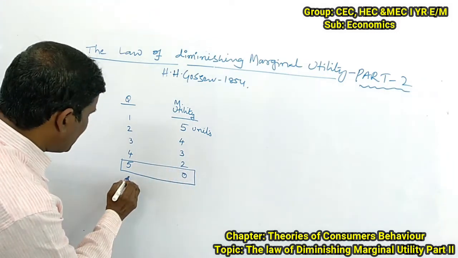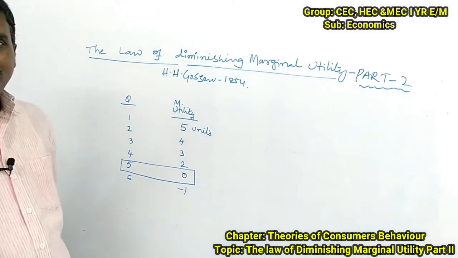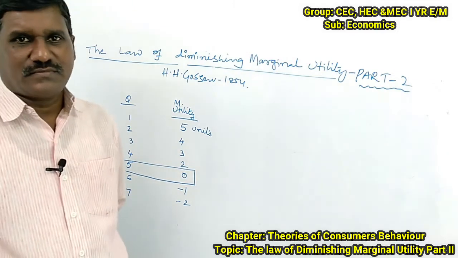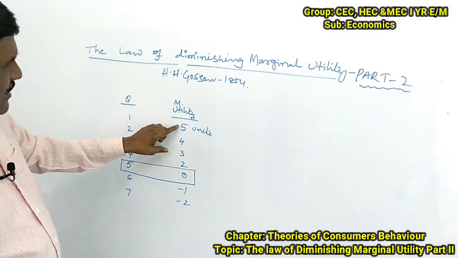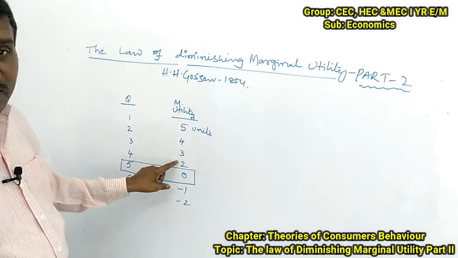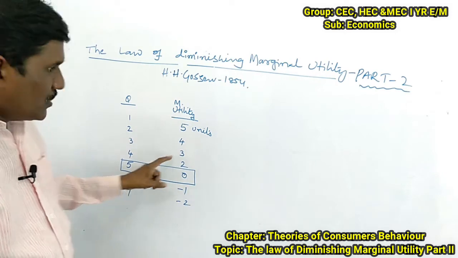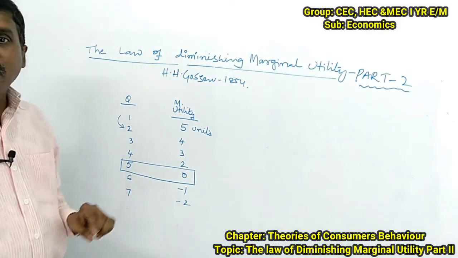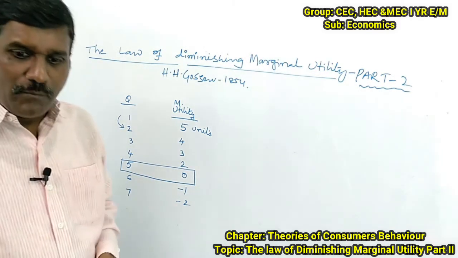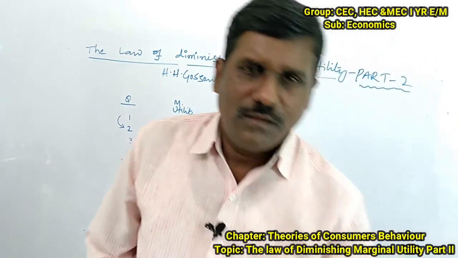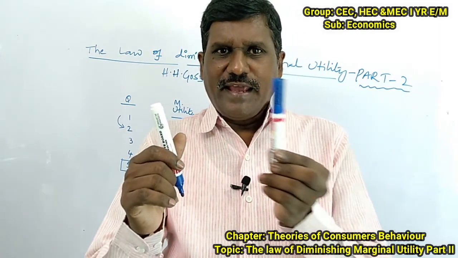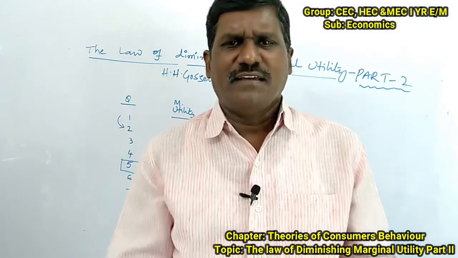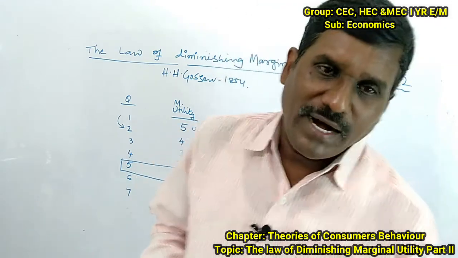Then when we take the sixth one it gives us minus 1. Then the seventh one goes to minus 2. Try to understand, the marginal utility goes on decreasing. Already we discussed marginal utility in the previous videos. Marginal means additional. For example, this is a marker. When we take another one, that is marginal. The first one is not marginal. Marginal means additional, the next one.